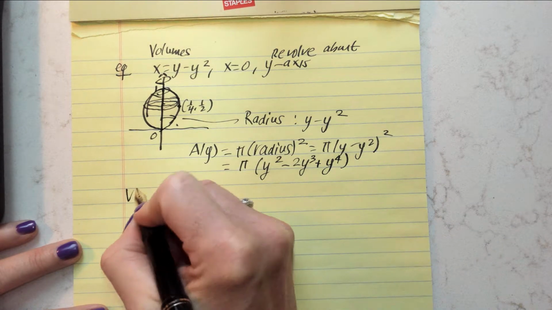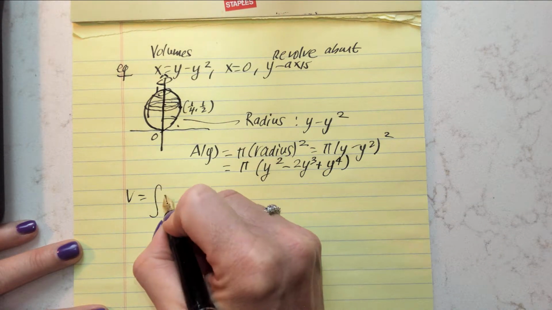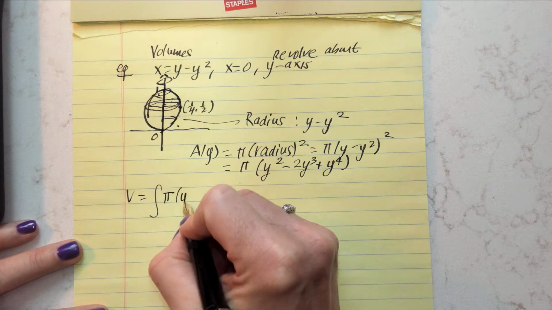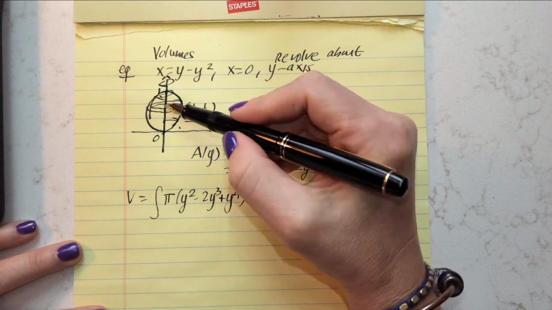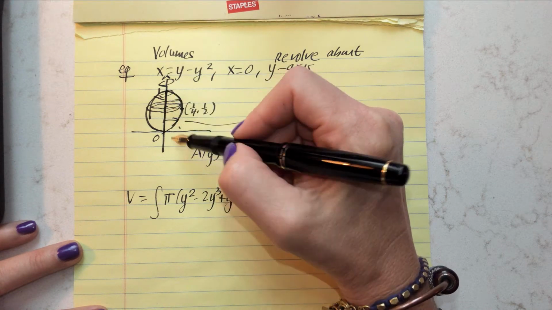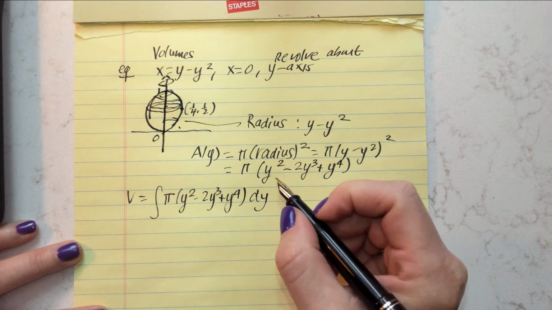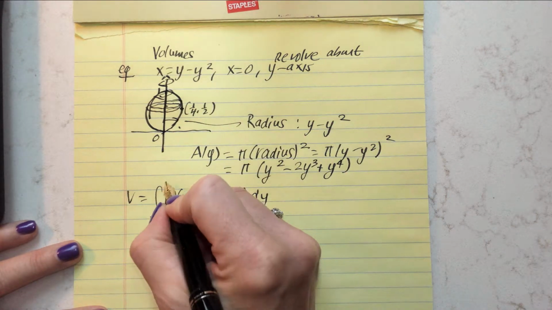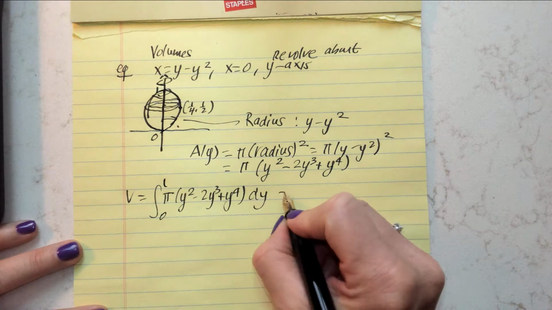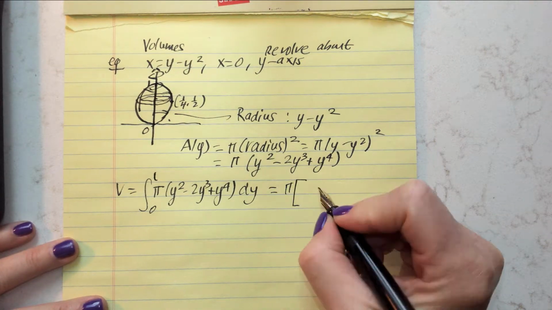So to calculate the volume then, what's the volume? It's pi times this radius squared. And we're adding up the areas along the y-axis, so we're integrating with respect to y, and y is going to go between what and what? 0 and 1. Okay? And this again is just an easy peasy integral.